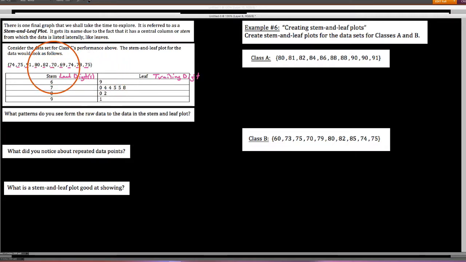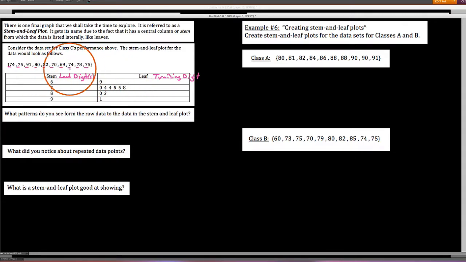I notice that I have a 70 as the next higher number in the data set. So we say 70 would be a 7 followed by a 0. And then I notice that I have a 74 and a 74, so I get a 7 with 4, 4. And then 2 more, 75, 75, and then a 78.